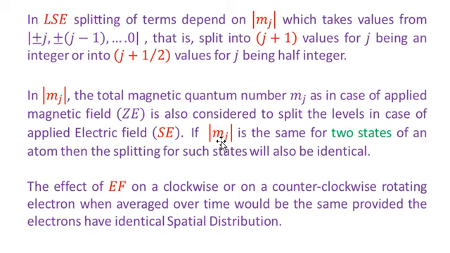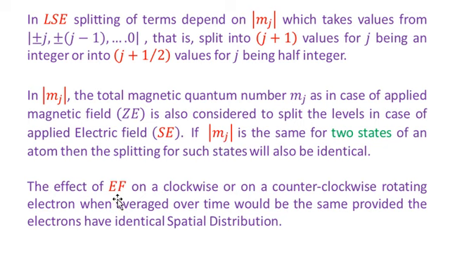Because you see that if we have mj value as plus or minus 3, then the mod of plus or minus 3 will be 3. So it means that both the plus 3 level and the minus 3 level will be represented by a single level in the Stark effect.